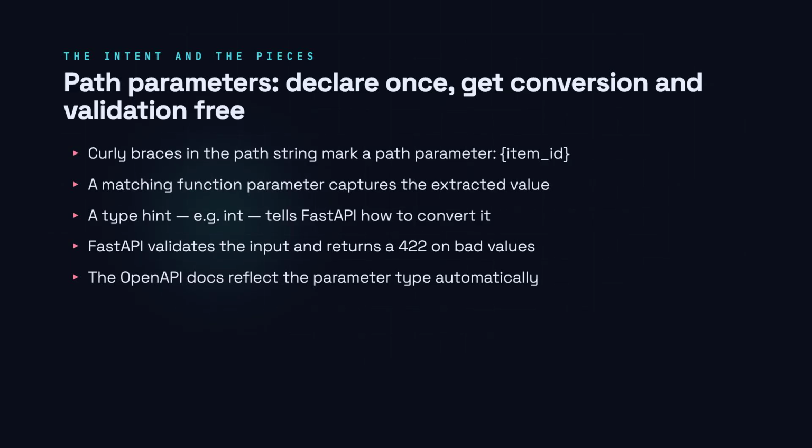If a request comes in with a value that cannot be converted, say, the word apple, where an integer was expected, FastAPI returns a clear 422 unprocessable entity response before your code even runs.